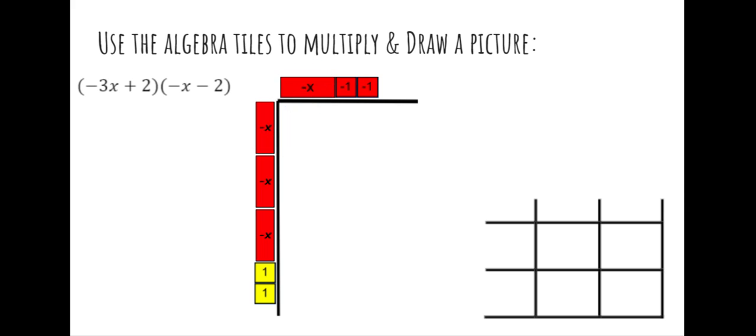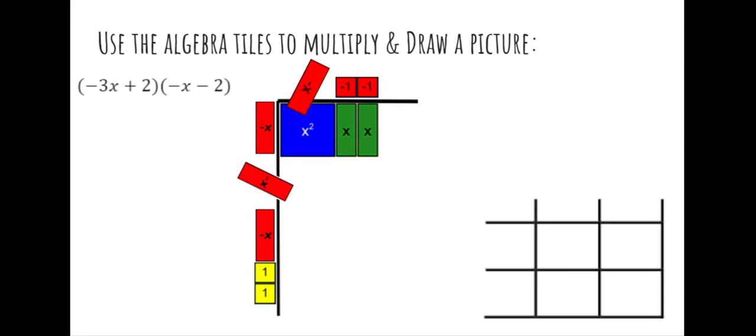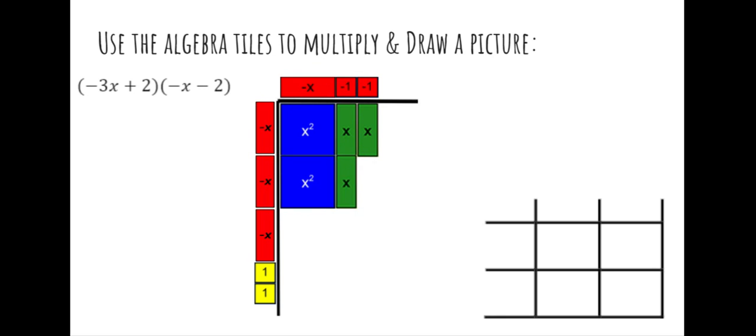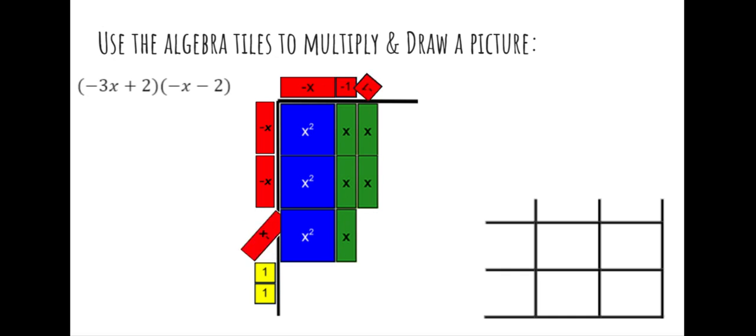So we've got negative x times negative x gives us a positive x squared. A negative x times a negative 1 gives us a positive x. A negative x times another negative 1 is going to give us a positive x again. So remember, a negative times a negative gives you a positive. I'm going to fill in the next two rows because they're the exact same thing. So just remember, a negative times a negative gives you a positive.